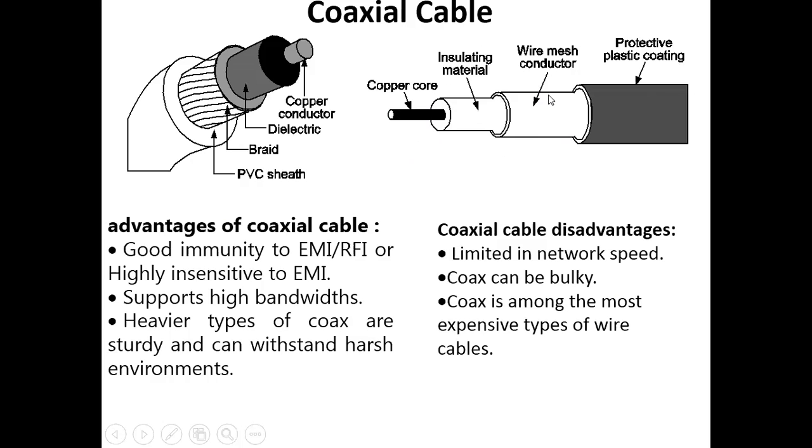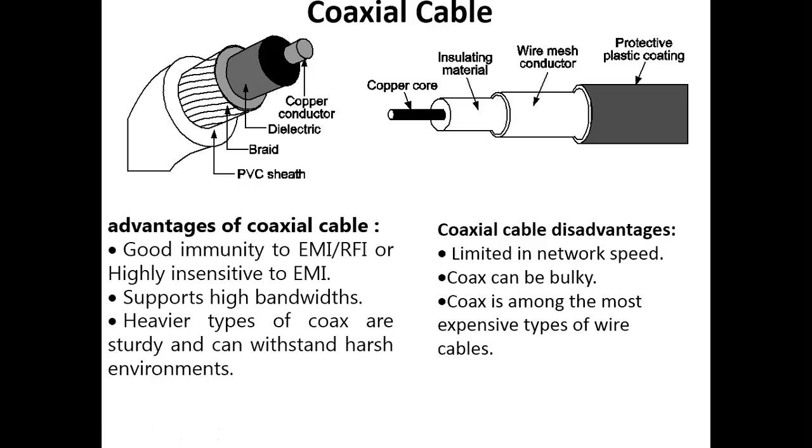See, this wire mesh is made up of mesh. The structure is a mesh to reduce electromagnetic interference. So these two wires, the inner wire, that is the copper wire, and the other, the wire mesh, with the help of these the information is transmitted from one end to another end.